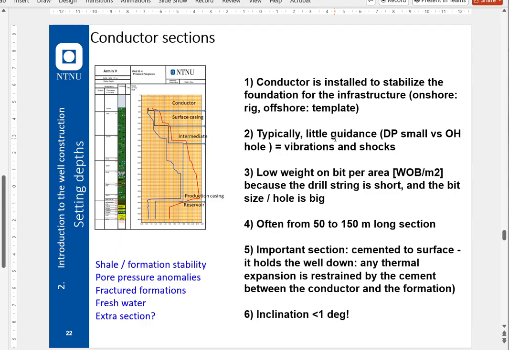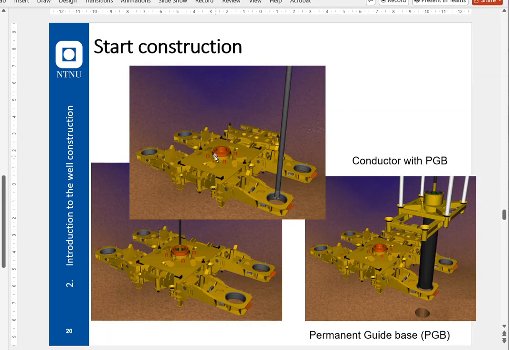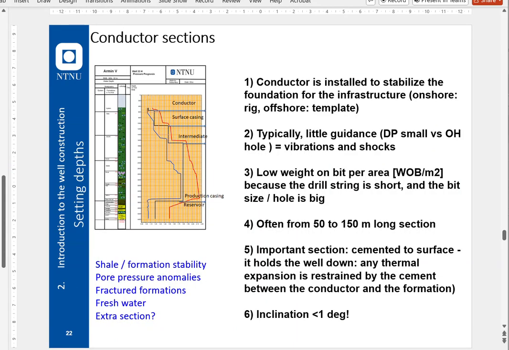And what we're talking about here is, for example, for offshore, if you look at the template, we see that there is one center pile here, and the conductors in each corner would typically stabilize the template from also tilting, just the same as the rig. So the conductors have a very important role. And we'll talk a little bit more about each section and what the essentials are for it.